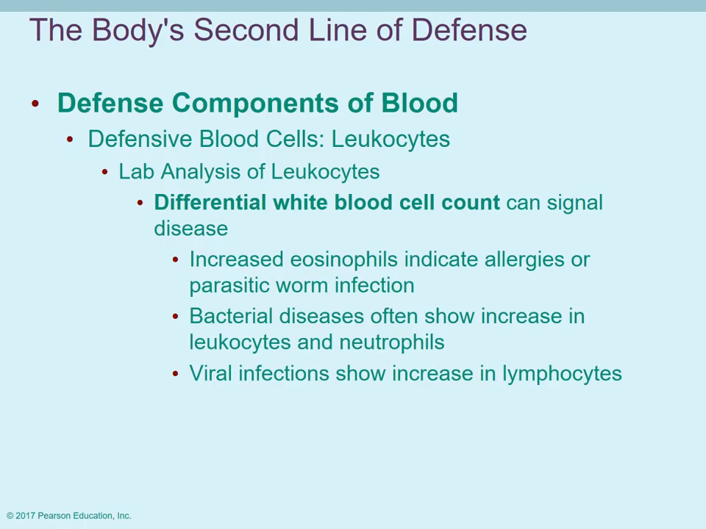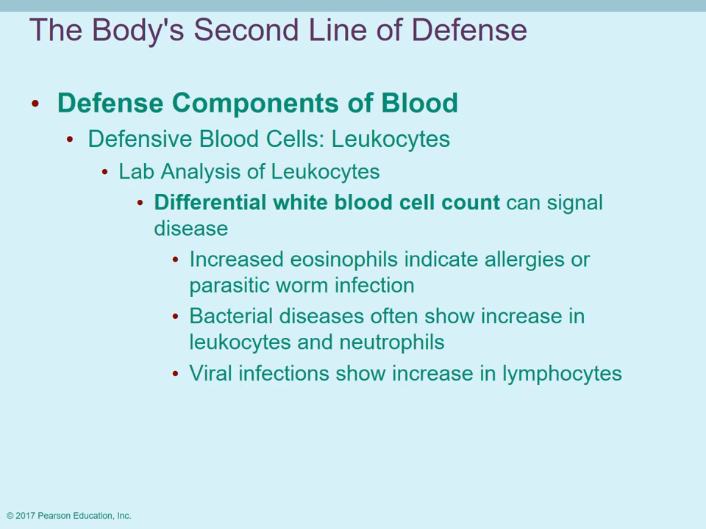As just examples, if you have an increased number of eosinophils, where those numbers are higher than what the normal ratio would be, that could be indicative of an allergy. So maybe right now a lot of you might have increased or elevated numbers of eosinophils with all this pollen. It could also be indicative of a parasitic worm infection. Hopefully that's not the reason.